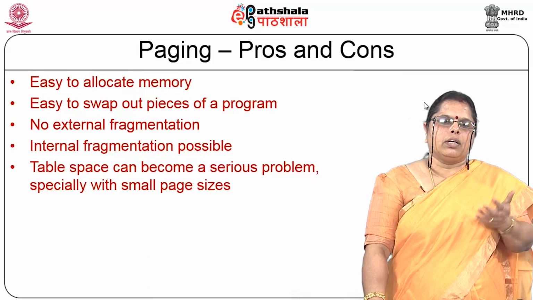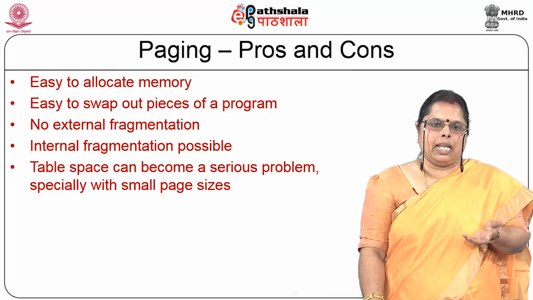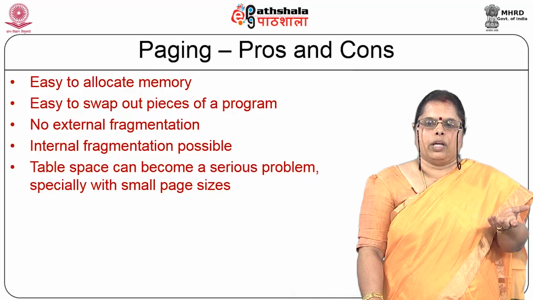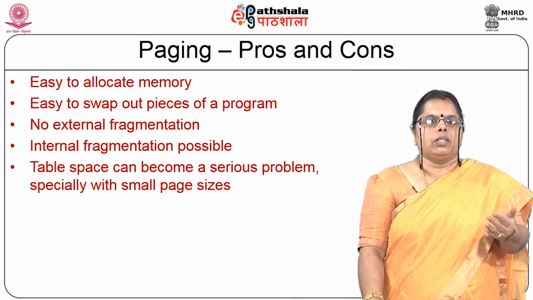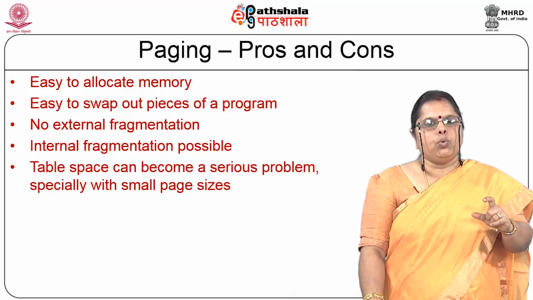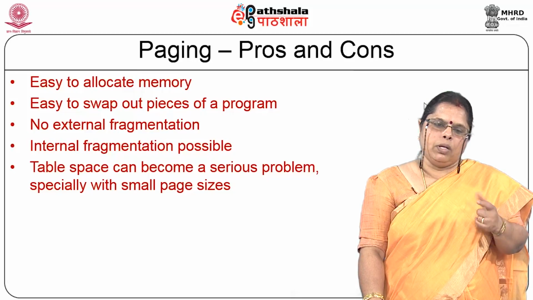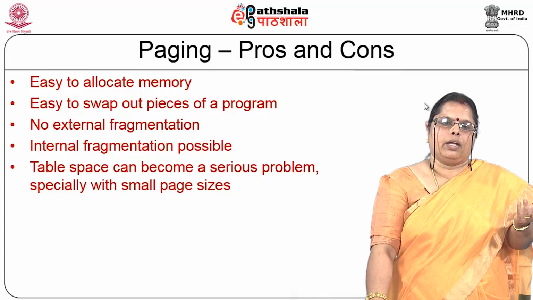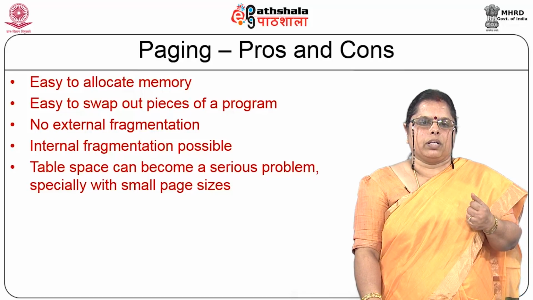What you mean by internal fragmentation is, suppose you are looking at a program which is of size 10K and my page size is 4K, then you definitely have to allocate 3 pages for your program. But the third page, though you have allocated a 4K page, only 2K of that page is going to be used for your program. The remaining 2K cannot be allocated to any other process, so it becomes an internal fragmentation.